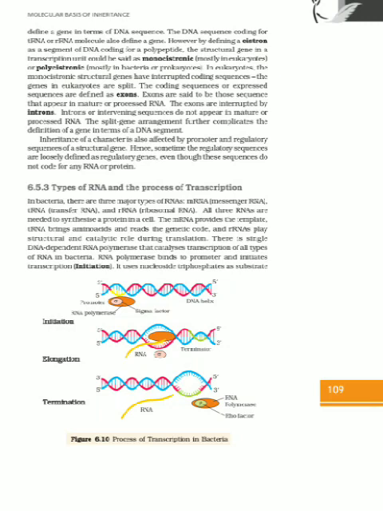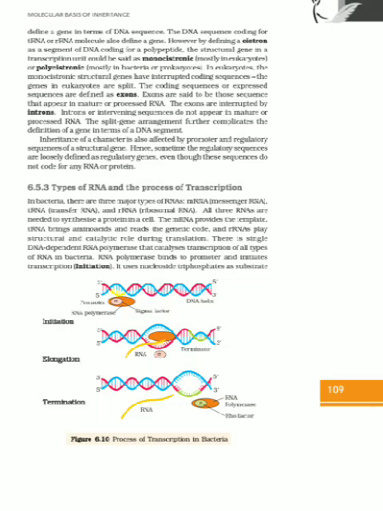In eukaryotes, the monocistronic structural genes have interrupted coding sequences. The genes in eukaryotes are split. The coding sequences or expressed sequences are defined as exons. Exons are those sequences that appear in mature or processed RNA. The exons are interrupted by introns. Introns or intervening sequences do not appear in mature or processed RNA.